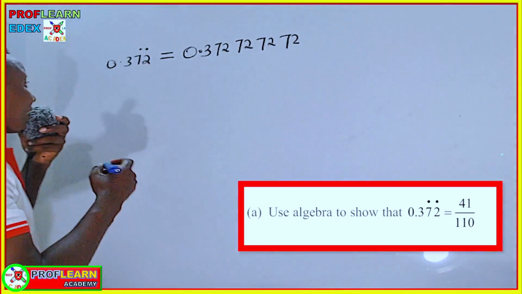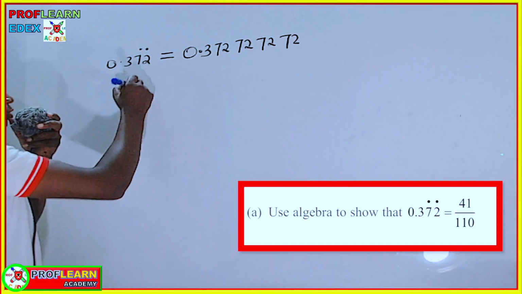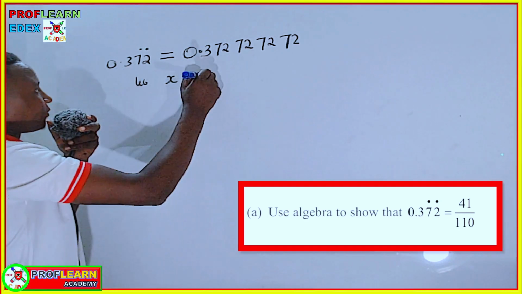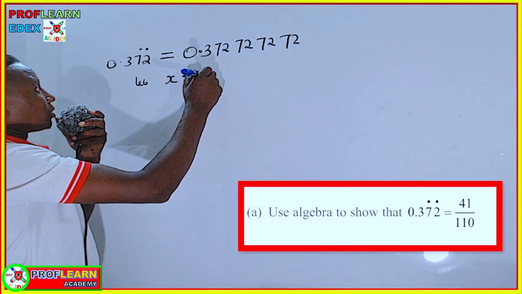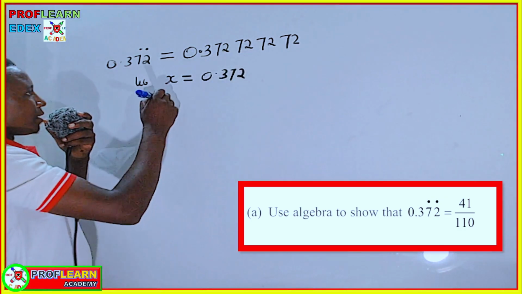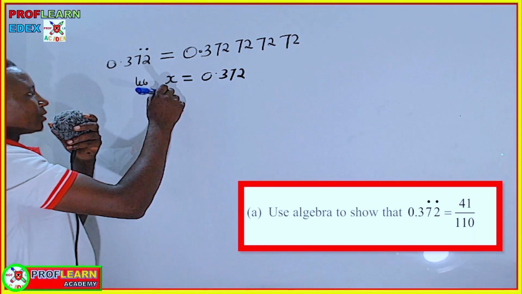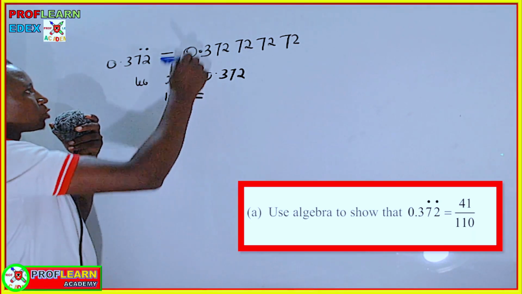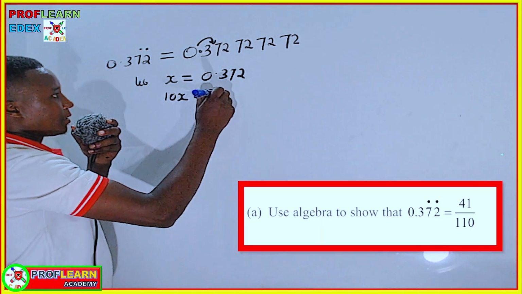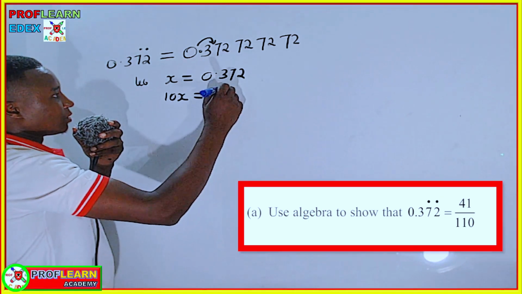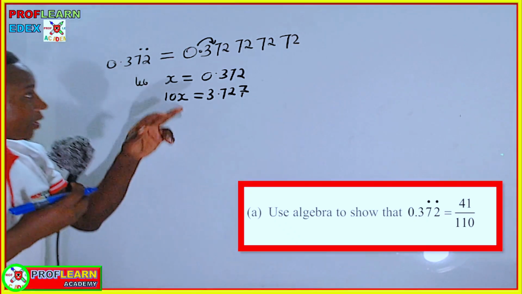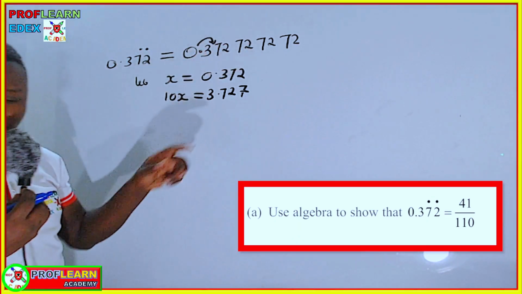So how are you going to approach this question? We are going to say let x be equal to the number we are given, correct to 3 decimal places, so x is 0.372. If we multiply by 10, we shall move the decimal to that particular point, so 10x is going to be equal to 3.727.